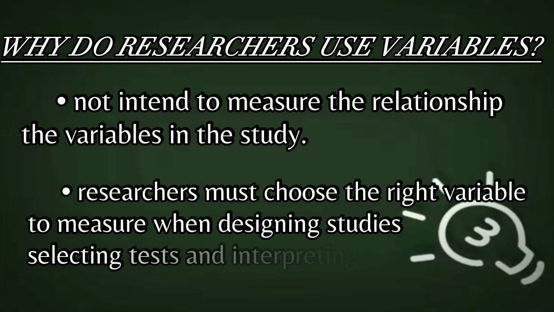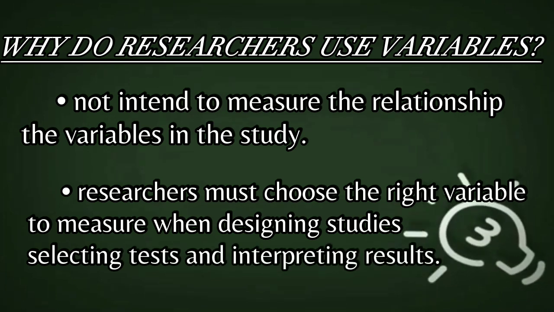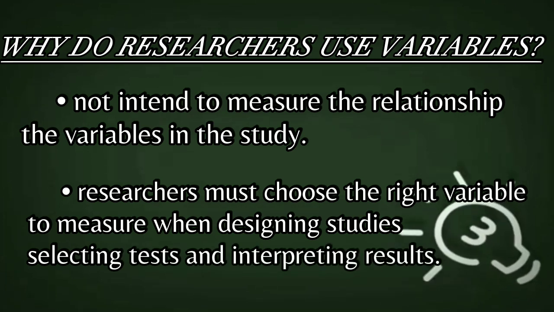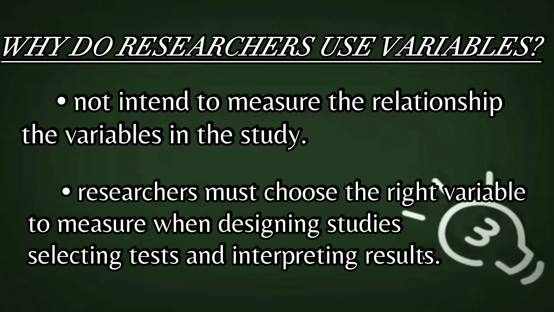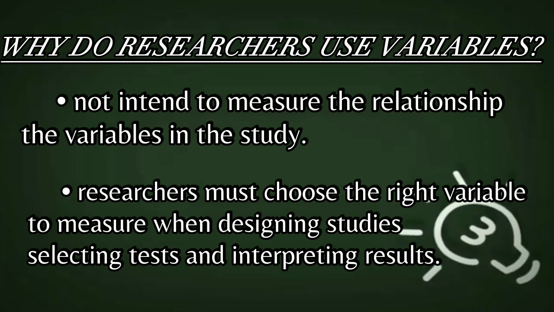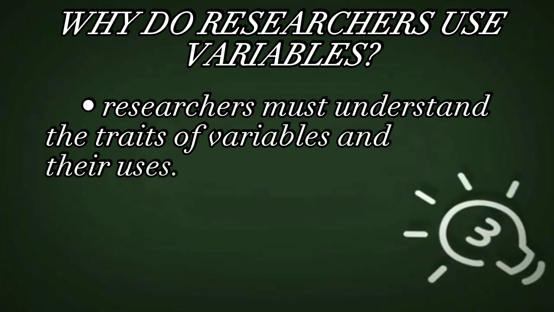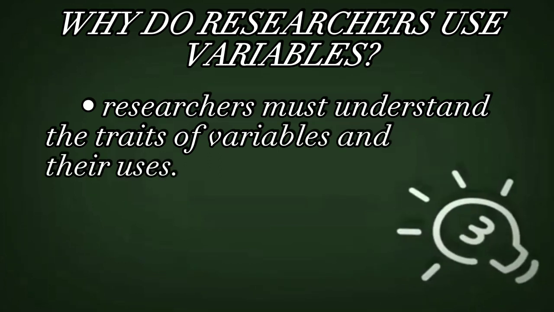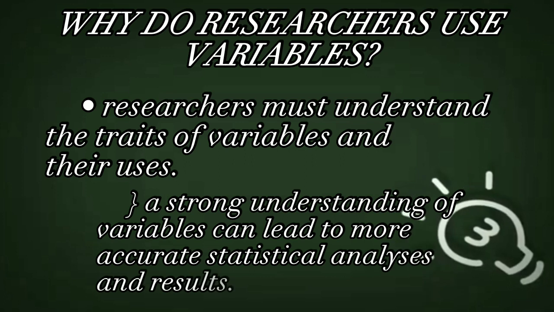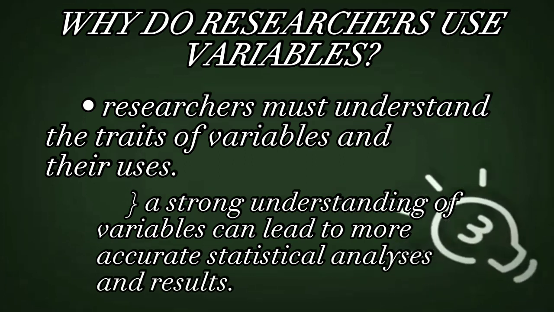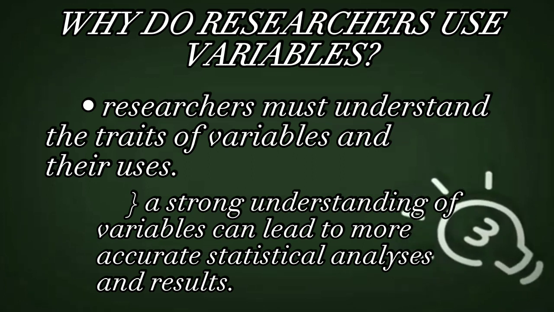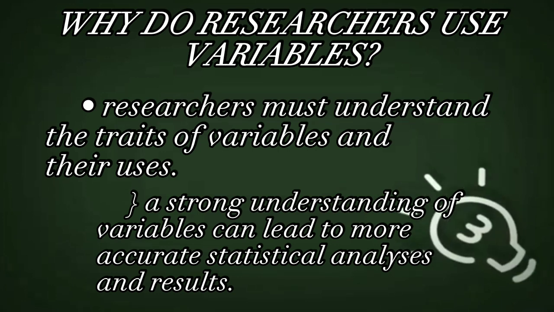Now, there are many types of variables in research, and researchers must choose the right variable to measure when designing studies, selecting tests, and interpreting results. And researchers must understand the types of variables and their use because a strong understanding of variables can lead to more accurate statistical analysis and results. In what follows, I will very briefly describe the traits of variables and their uses.